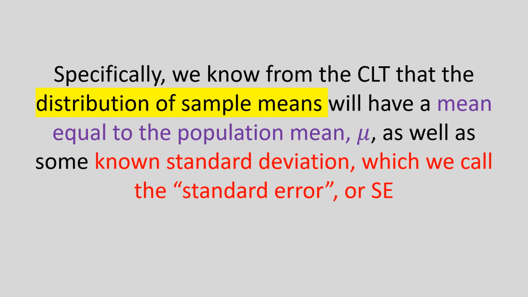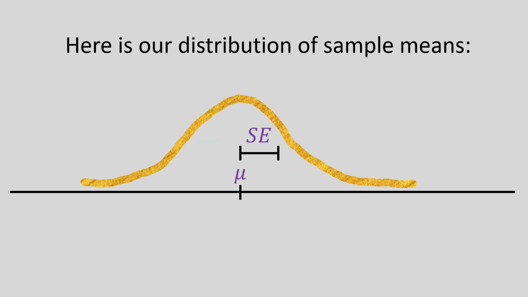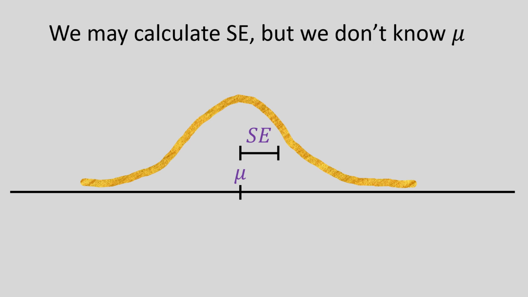Specifically, we know that the distribution of sample means will have a mean equal to the population mean, mu, as well as some known standard deviation, which we will call the standard error, or SE. So here's our distribution of sample means. We have mu in the center of our distribution, and SE as the standard error that describes the shape of this distribution. We may calculate SE, but we don't know mu.